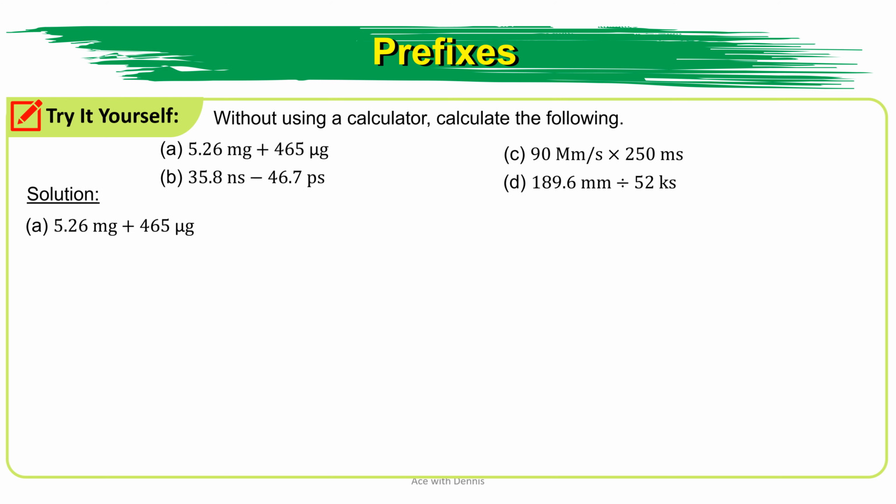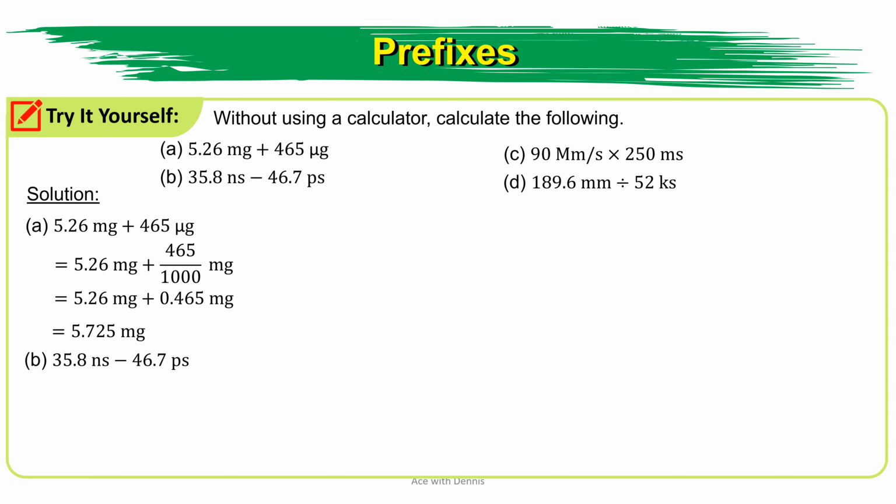Alright, here's a solution. For A, 5.26 milligrams plus 465 micrograms, we need to standardize the unit. So for this case, we will change to milligrams. Therefore, it equals 5.26 milligrams plus 465 over 1000 milligrams, and it is 5.26 milligrams plus 0.465 milligrams. We get 5.725 milligrams.